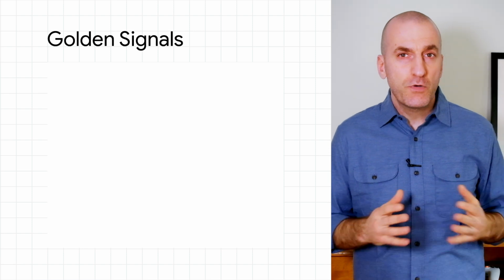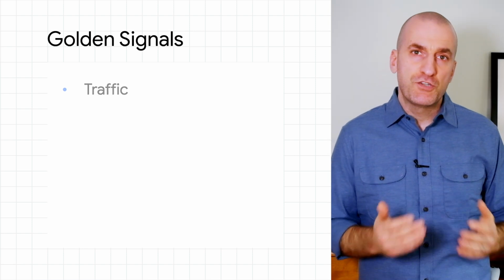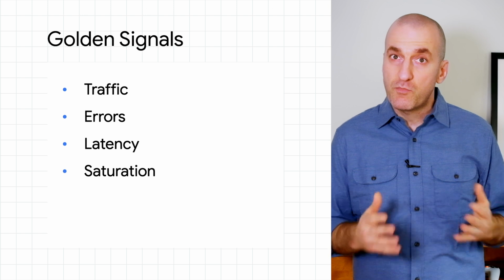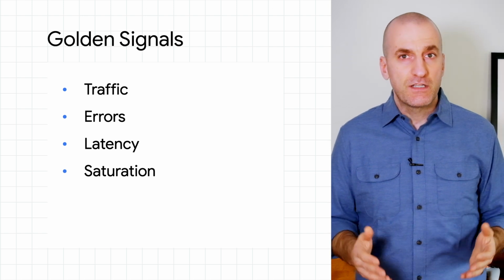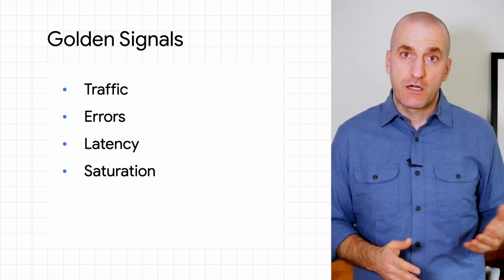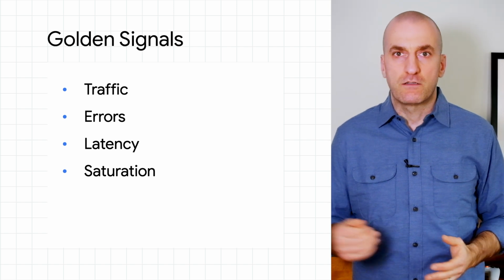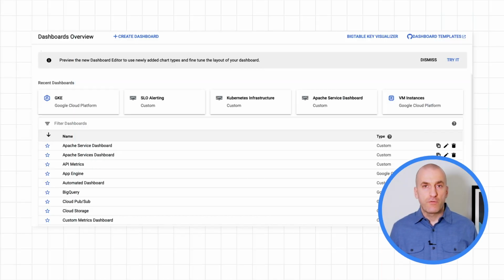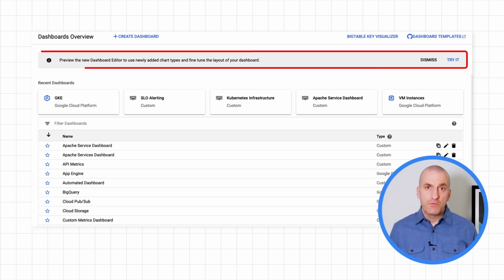Before we start, let's quickly review what makes for a good dashboard. Generally, you want to focus on the key signals that represent the health of your service. These are covered in the Monitoring Distributed Systems chapter of the SRE book, and we call them the golden signals. You can automate creating a dashboard using the API or Terraform, but today, I want to show you how to use the new dashboard editor in the Cloud Console.